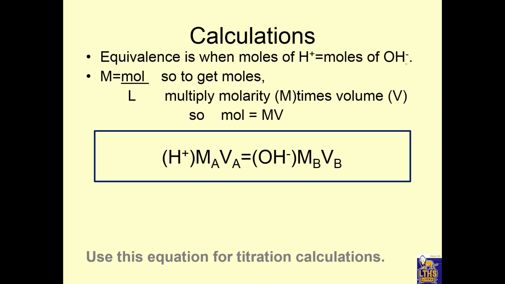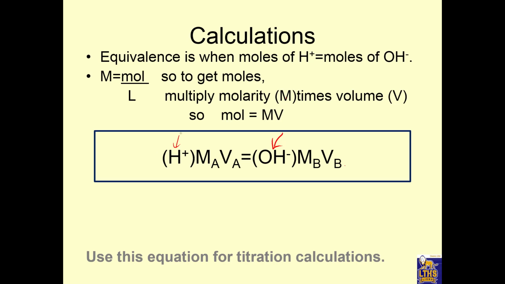If moles of H plus equal moles of OH minus, then molarity equals moles per liter. So to get moles, we have to multiply molarity times volume. So if we want moles, we do molarity times volume. So you'll recognize this equation because we used it for dilution, but now we're using it for acids and bases. This is the molarity times the volume of the acid has to be equal to the molarity times the volume of the base.